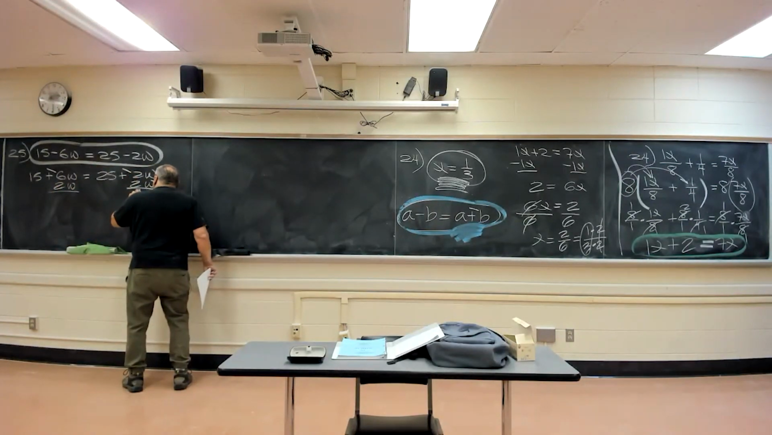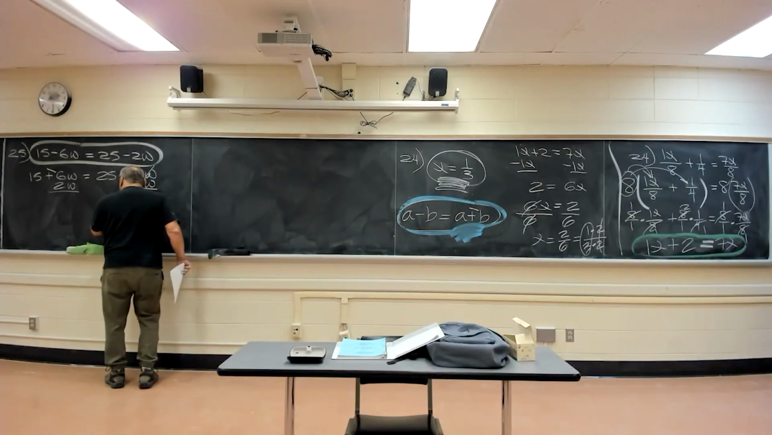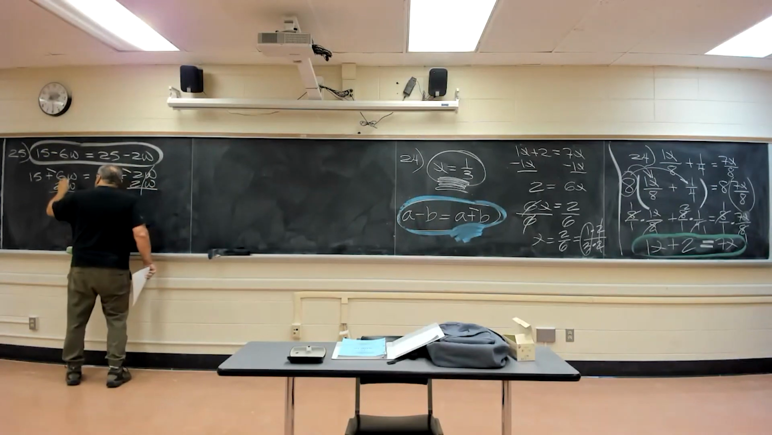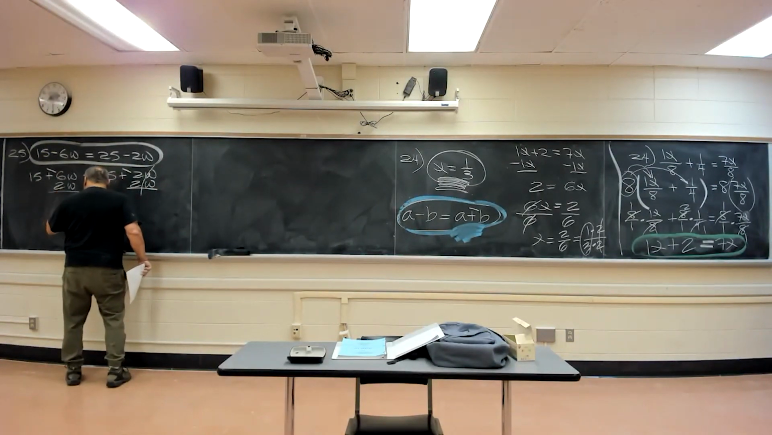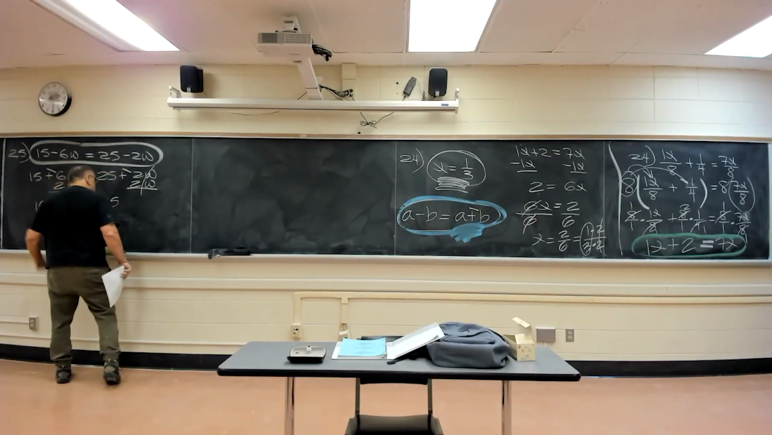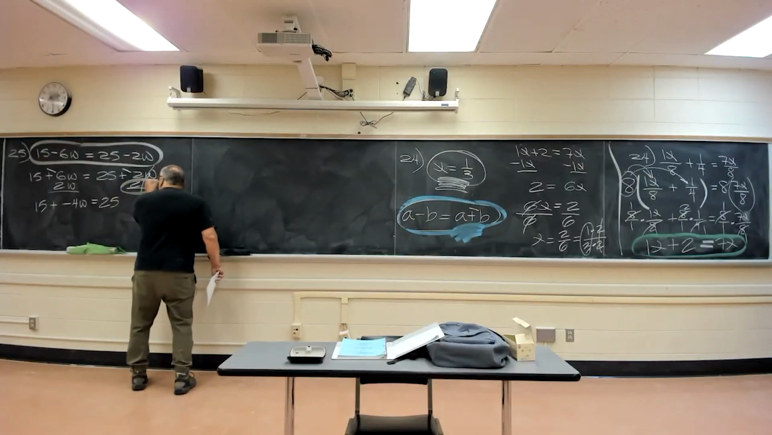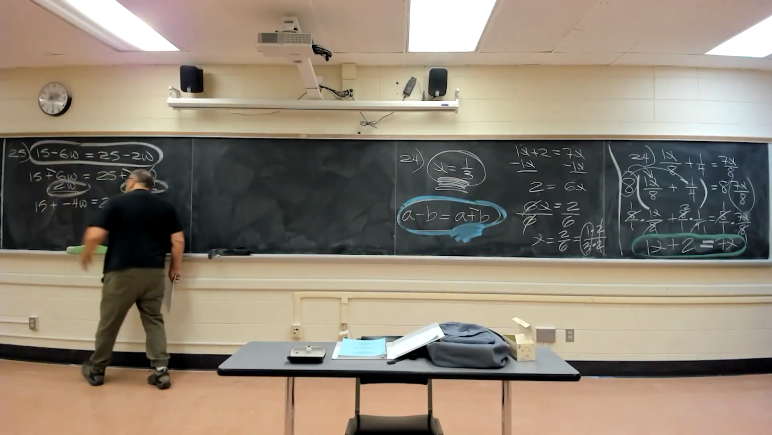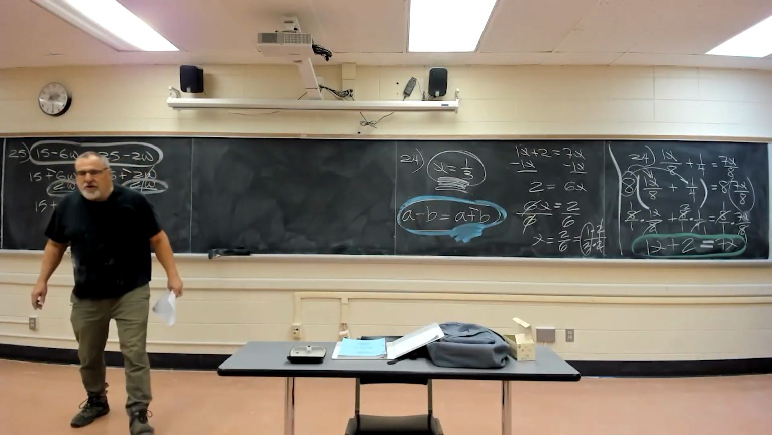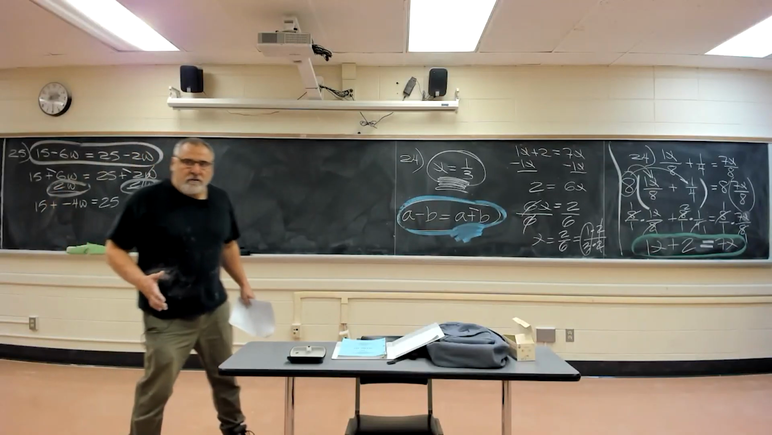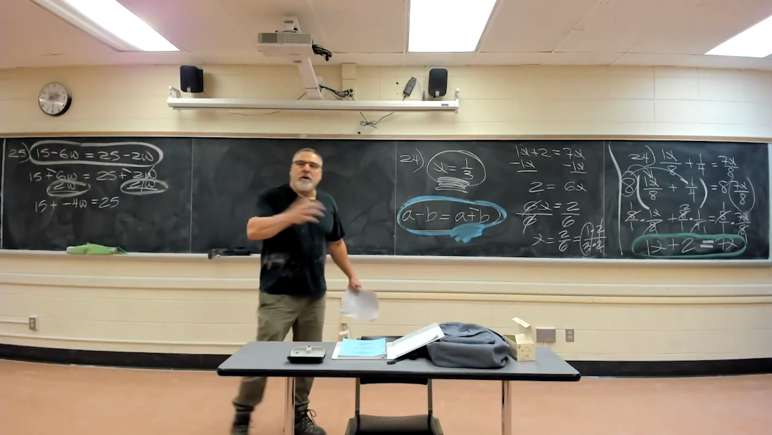Negative 2w and positive 2w is nothing. Negative 6w and 2w is negative 4w. And the 15 is here. I chose to add 2w on each side. As long as you do the same thing on each side of the equation, it remains an equation. It remains something you can say are equal.